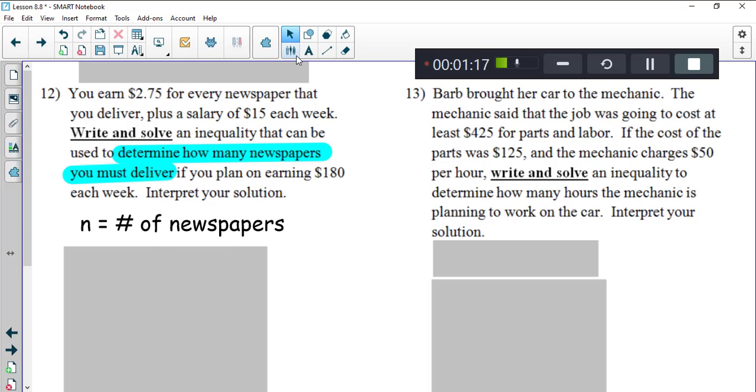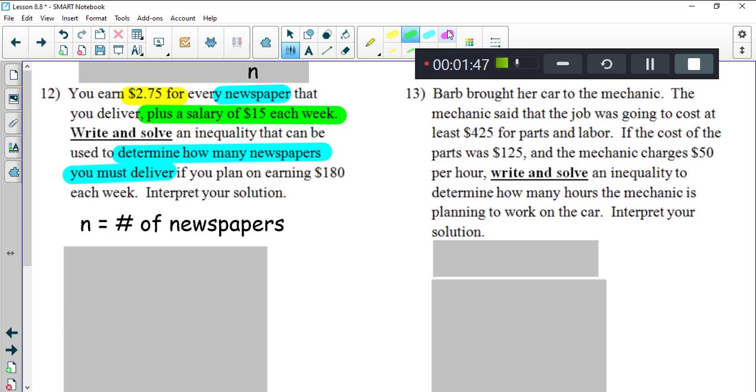Now, some other important information that we have. We know that you earn $2.75 for every newspaper, and keep in mind that n represents the number of newspapers. So I'm going to put an n right here above the word newspaper. So it's $2.75 for every newspaper that you deliver. And then we say plus a salary of $15 each week. So that's going to be in addition to the $2.75 for each newspaper.